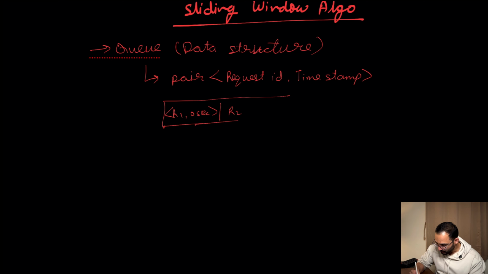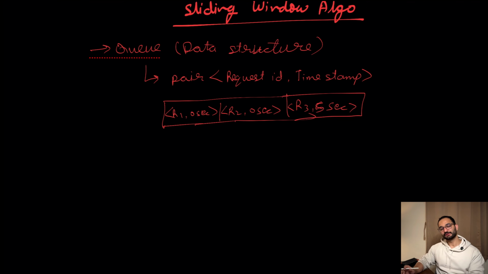Then R2, it again came as 0 seconds, so something like 0 second. And then R3 at 5 second. So it will be stored something like this.